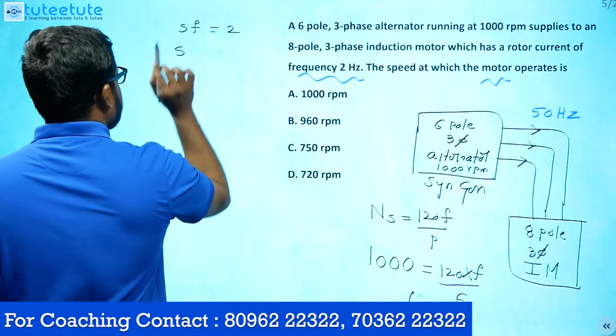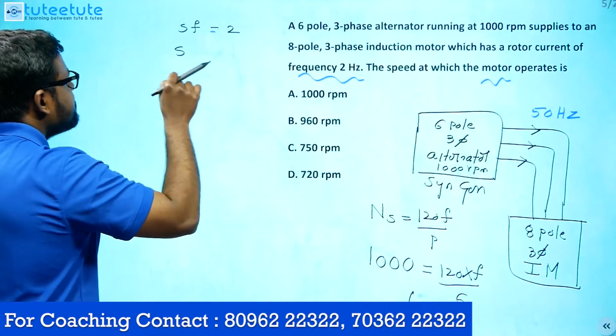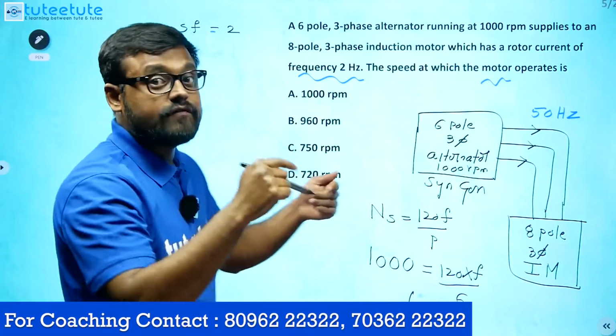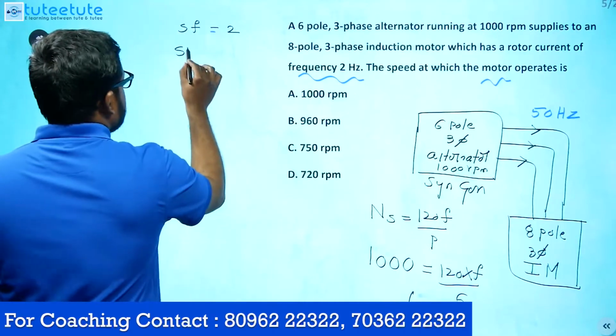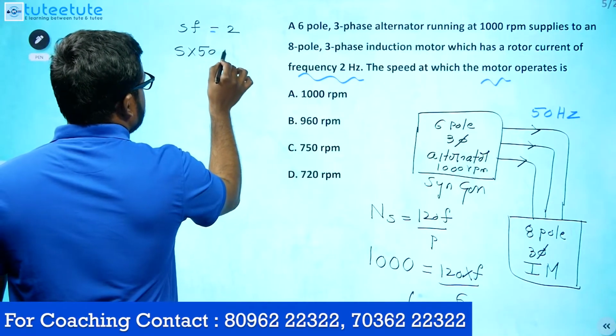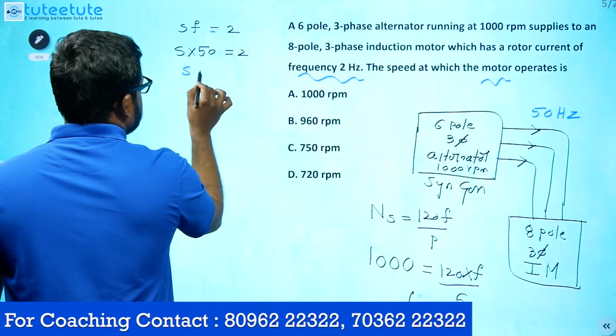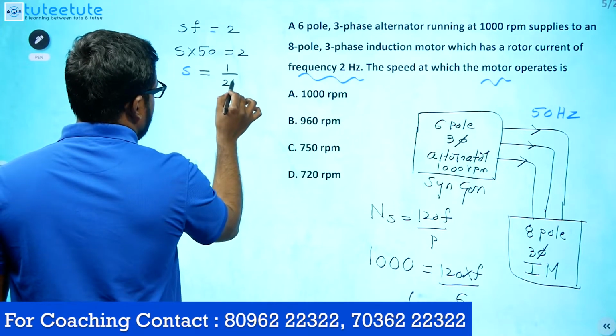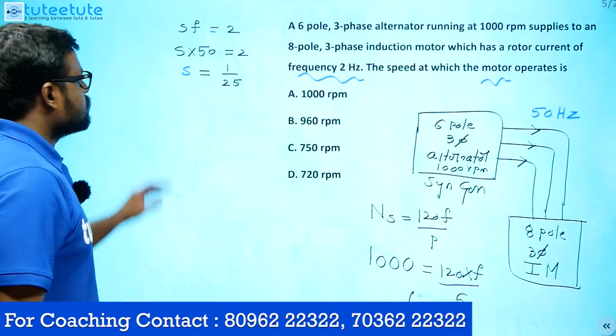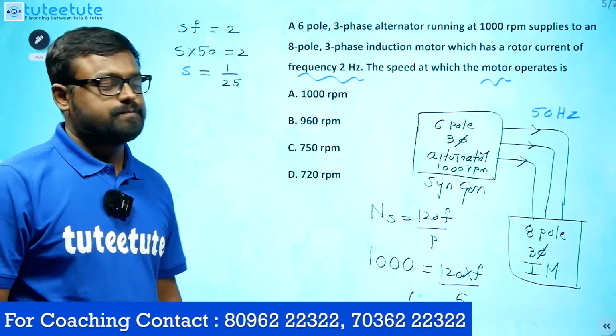Now what is F here? This F is the frequency of the currents and voltages of the stator. Now this S into 50 is equal to 2. Therefore S is equal to 1 by 25. So this is the slip value.